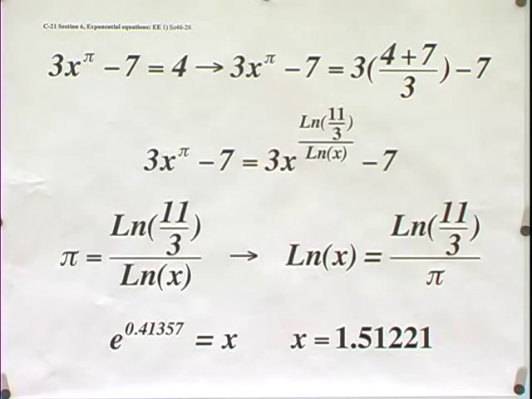In this problem, we have 3x, x raised to the pi exponent, pi power. Pi is 3.14159, so it's not a whole number, so we're going to have to use logarithms. 3x to the pi minus 7 equals 4.